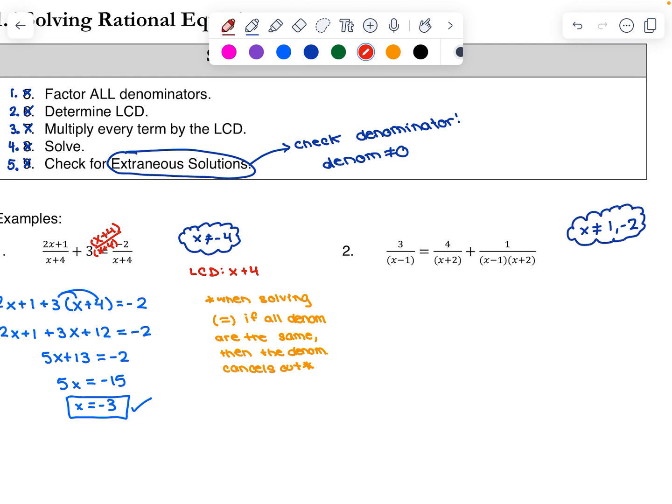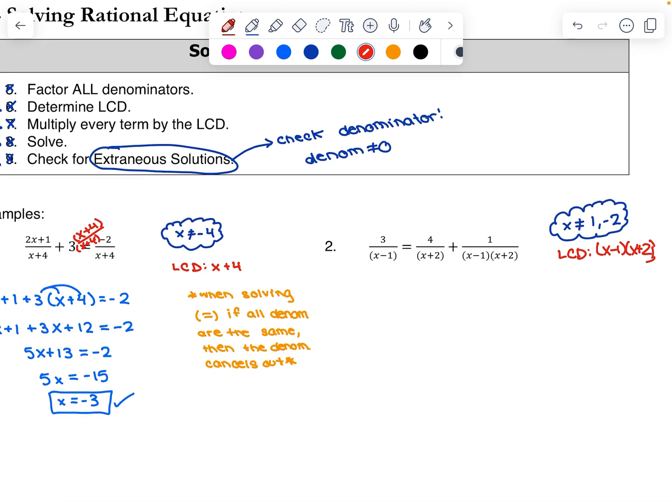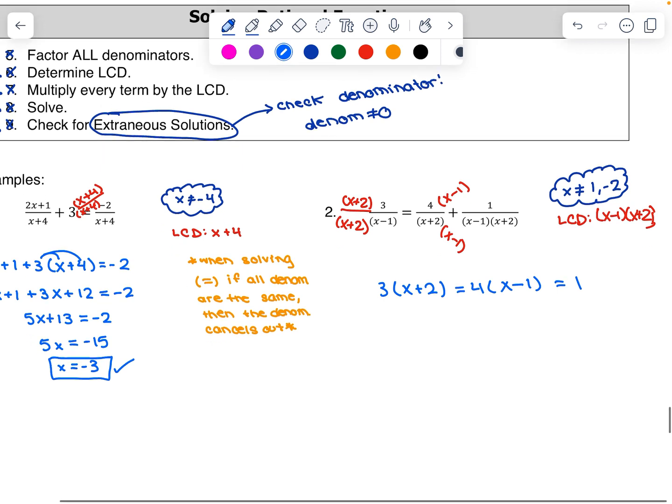This time the LCD is a little bit longer, but not bad. The LCD is made up of x minus 1 times x plus 2, that whole thing. So that first fraction here is missing an x plus 2, so we're going to multiply by x plus 2 over x plus 2. The next one is missing an x minus 1 over an x minus 1. And the next one has everything, so we're good to cancel out the denominator and just focus on the numerator. So 3 times x plus 2 plus 4 times x minus 1 is equal to 1. Oops, too many equal signs.